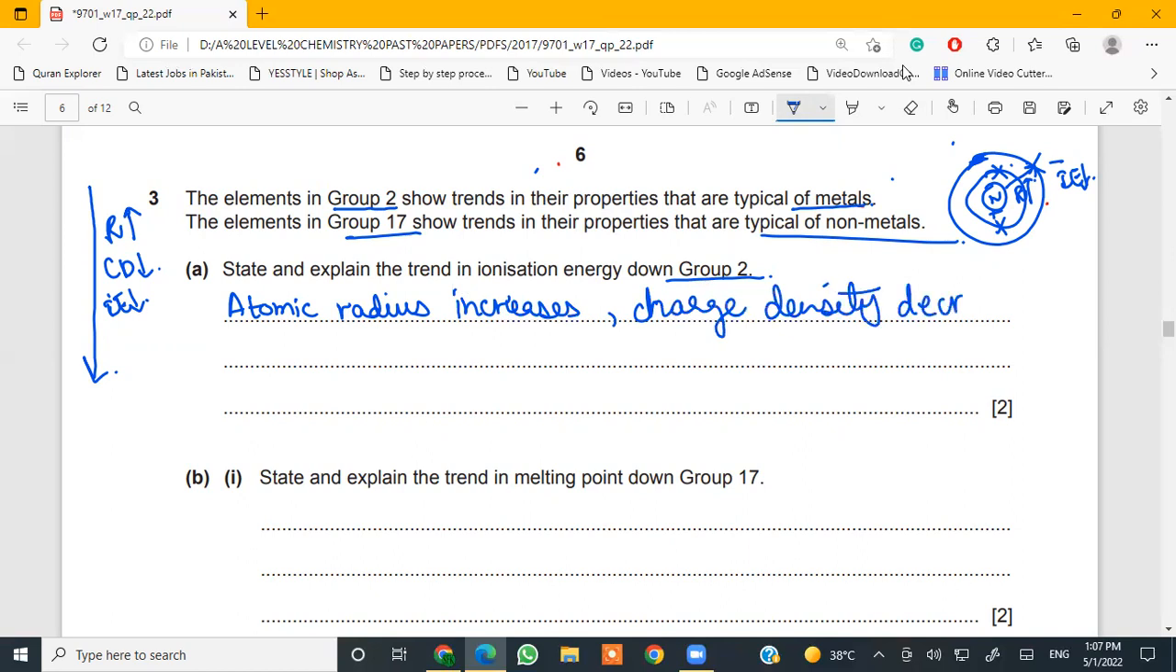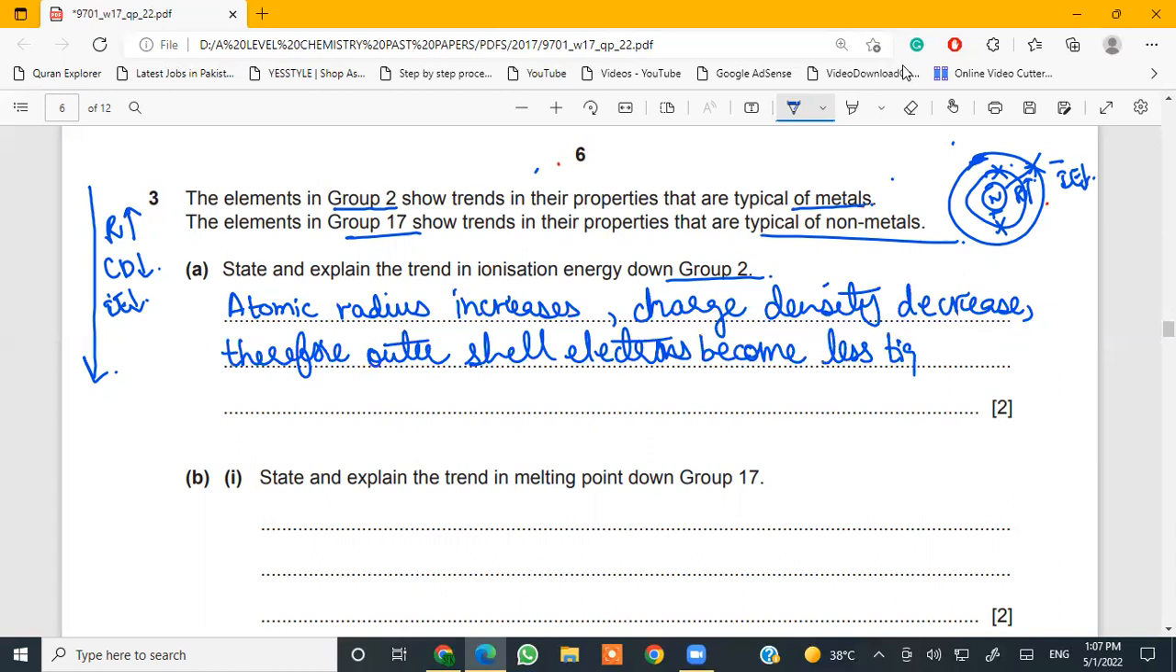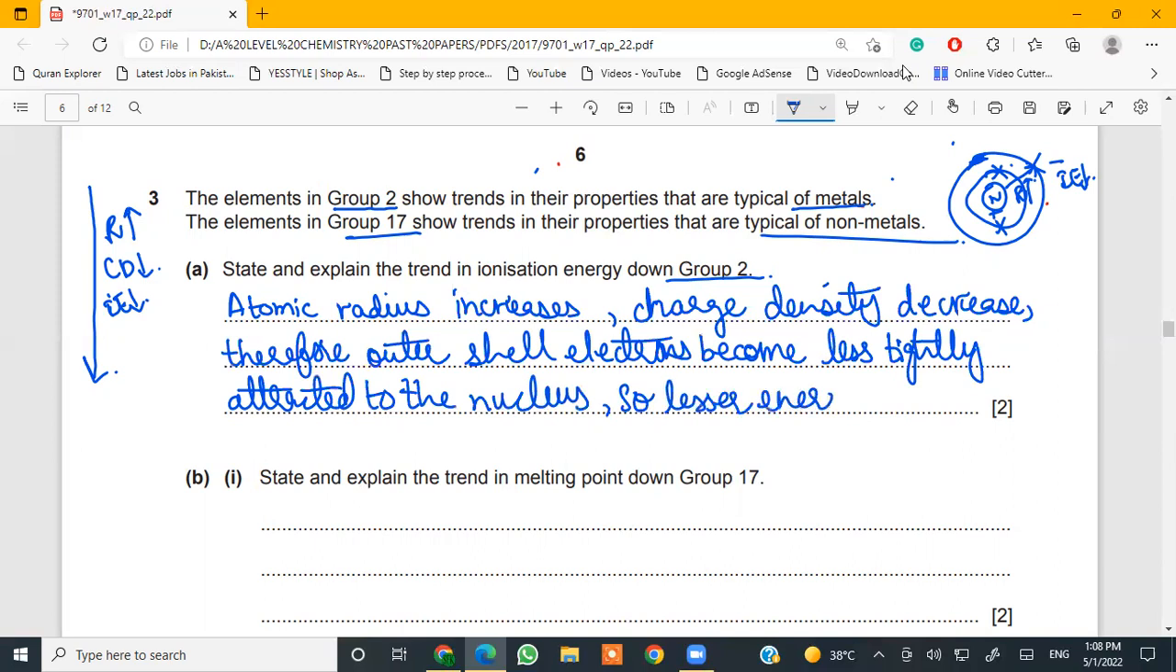And if the charge density decreases, then the outer shell electrons become less tightly attracted to the nucleus. So lesser energy would be needed to remove them, and ionization energy will decrease.